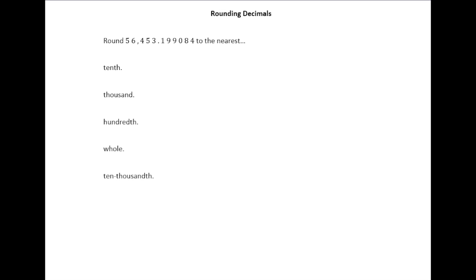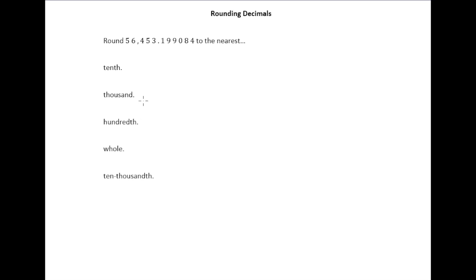In this example, we're going to look at taking this number that's given and round it to a number of different place values. So remember, when we're rounding numbers, and this goes back to rounding whole numbers, we're looking for a rounding digit and a test digit.